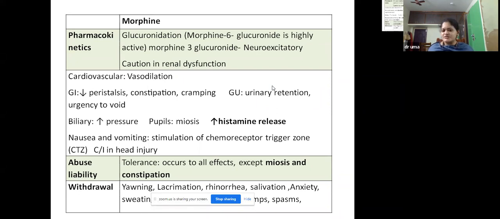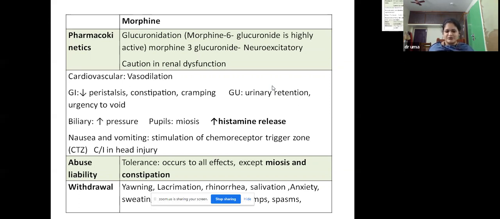In the pupils, they produce miosis. So it should not be given in head injury, because head injury itself produces nausea and vomiting, and morphine also stimulates the CTZ and produces nausea and vomiting. We cannot differentiate whether the pupillary change is due to head injury or due to the morphine effect. So it is contraindicated in head injury. It also increases histamine release, so it is not to be used in bronchial asthmatics. Caution should be there. Abuse liability: tolerance develops to all the effects except miosis and constipation.